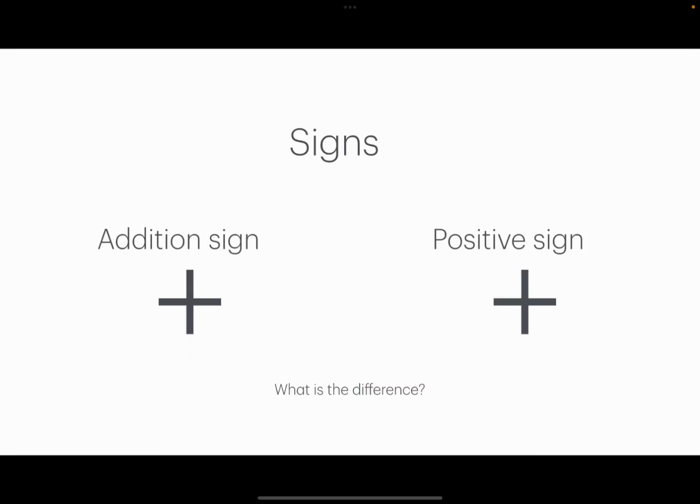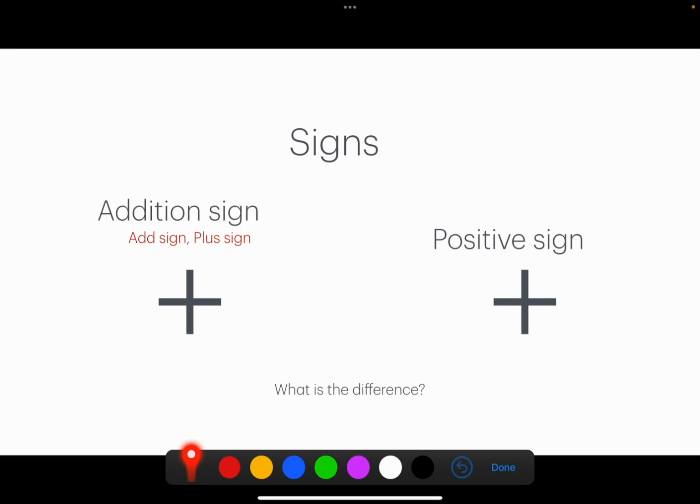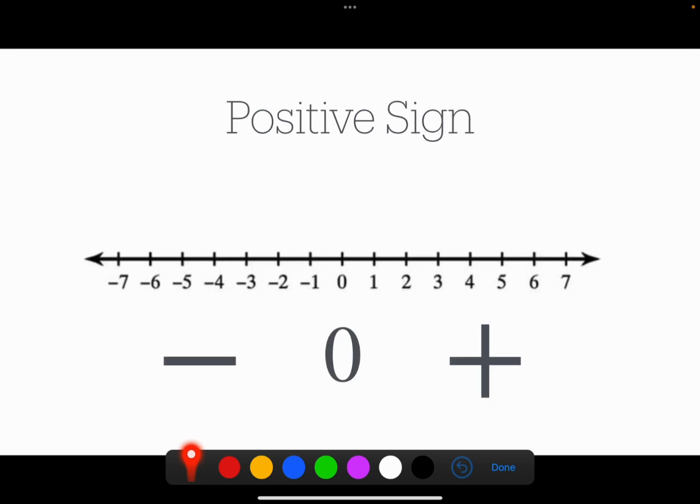All right, so when are signs invisible? This is important for you to understand. What is the difference between an addition sign and a positive sign? When you see an addition sign, it means that we need to add. An addition sign also can be called an add sign or a plus sign. A positive sign does not add. We're not doing any adding. What does a positive sign mean? It means that it is to the right of 0. That's all the positive sign means, is that the number is to the right of 0.